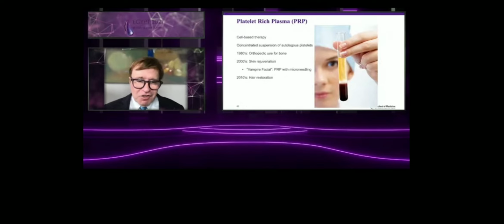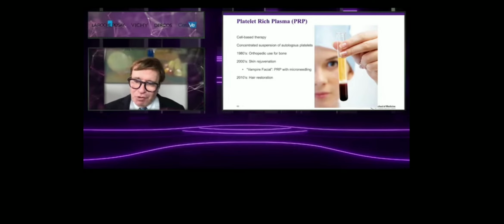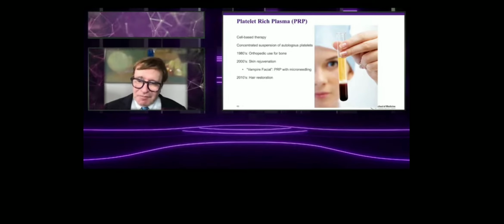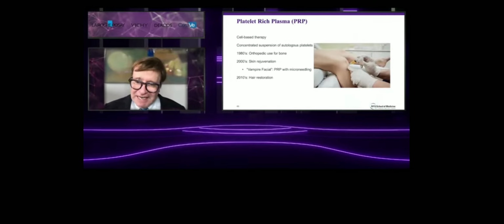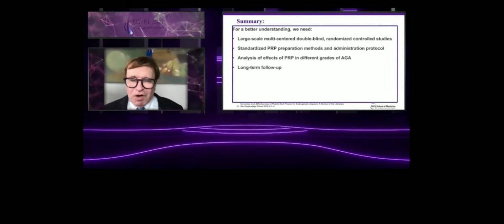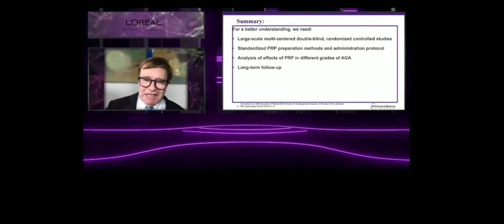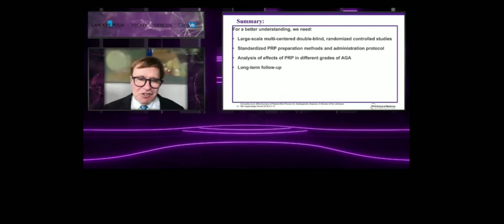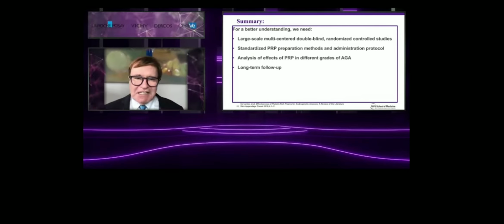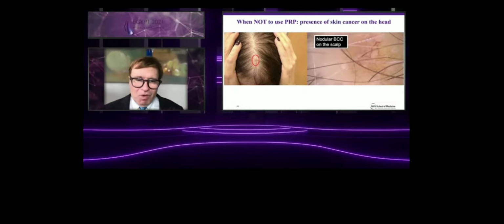So how do we do it? We spin down the blood. It's already approved by the FDA for knees. So we need more large-scale studies. We need to have standardized ways of using PRP. And so we used here the Regenelab kits. There are other kits as well. We're just used to this one. And I think that is something that needs to be studied more. We never use PRP on someone who has a skin cancer on the head because we may promote it.